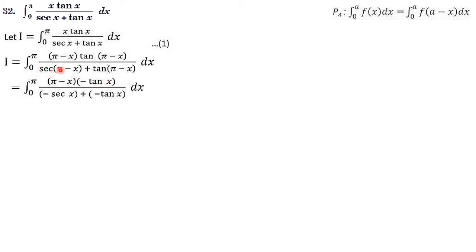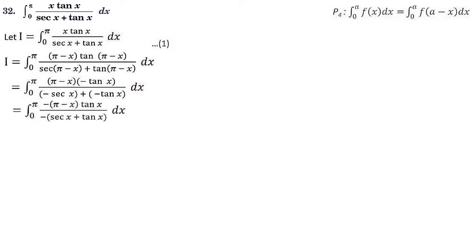And sec of pi minus x. Pi minus x also when we check here, sec of 180 minus x is in the second quadrant. In the second quadrant sec is also negative. In the second quadrant only sine and cosec are positive. And when you check here tan of pi minus x, same thing, it is in the second quadrant, it is negative, so it will be coming as minus tan x dx.